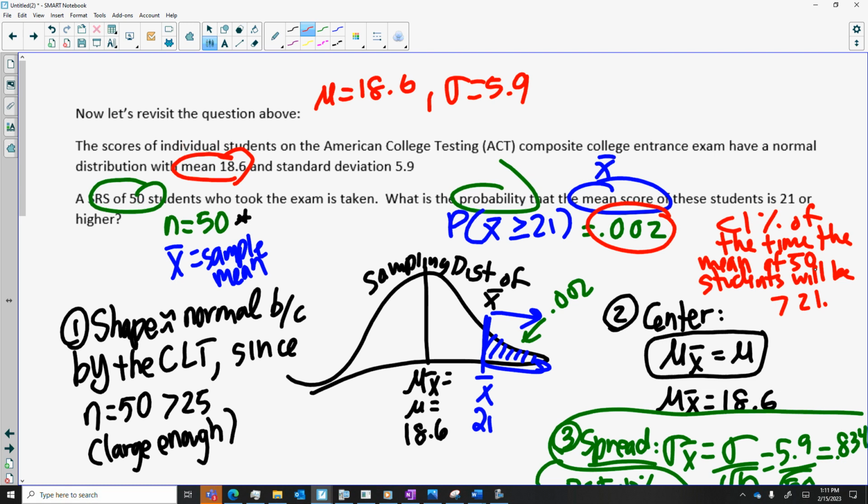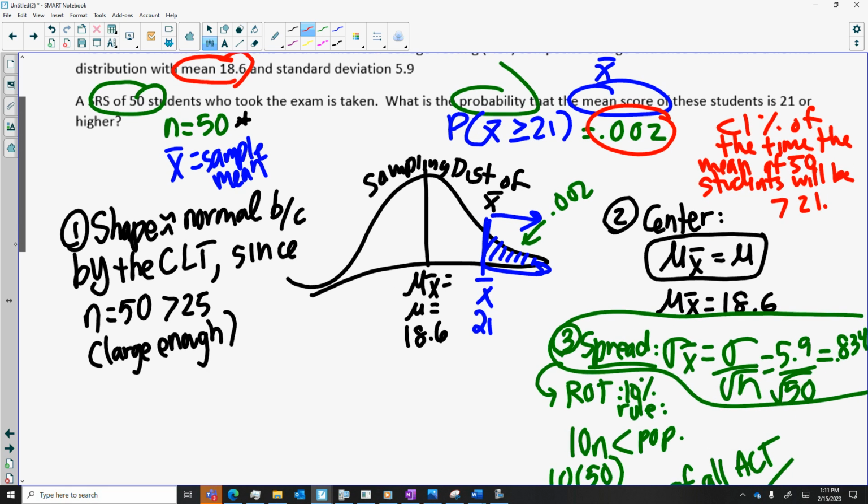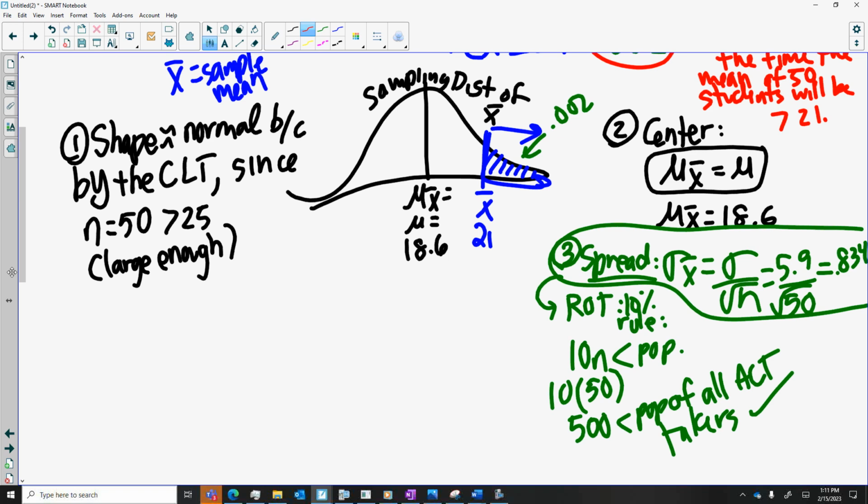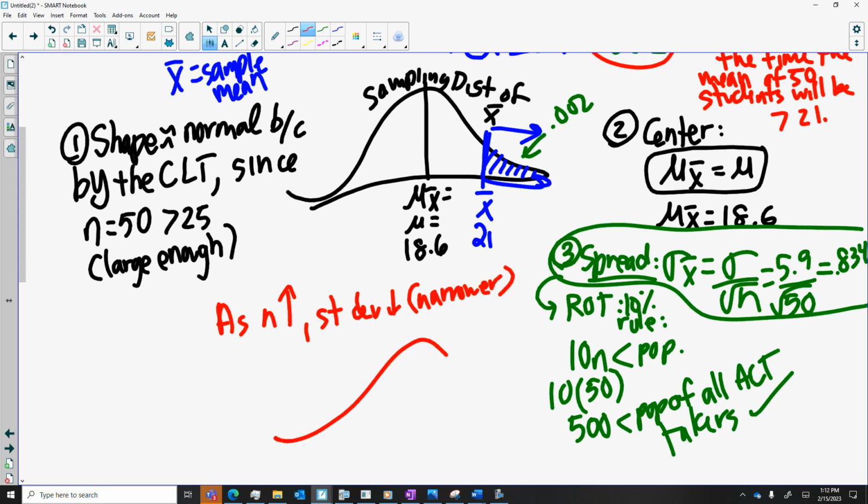Okay, so basically what this is saying is, as the sample size grows, you know what's going to happen to the standard deviation? It's going to go down. As n increases, standard deviation decreases. As standard deviation decreases, this curve is actually going to get narrower and taller. So whereas before maybe it looked like this, now it's going to get narrower and taller and less spread out, which is what we said in our little applet.